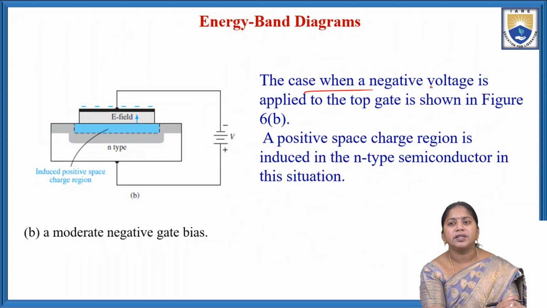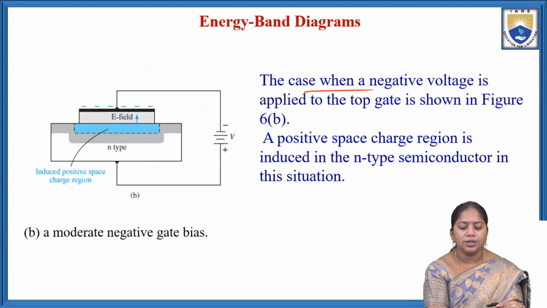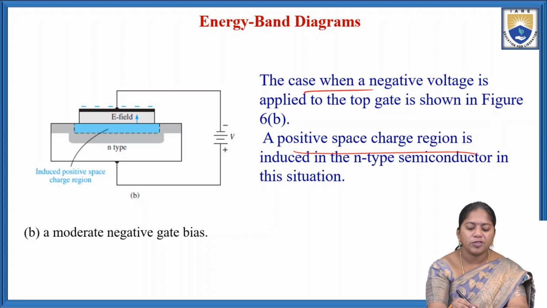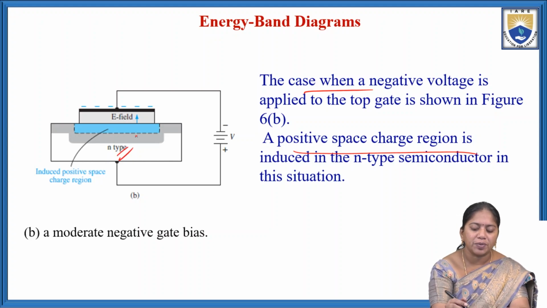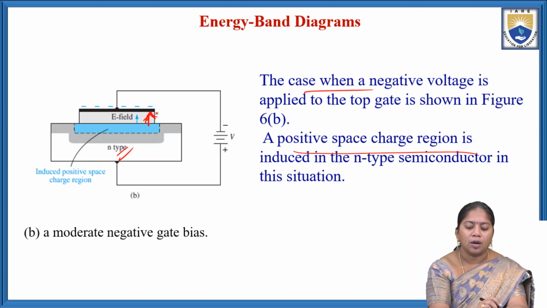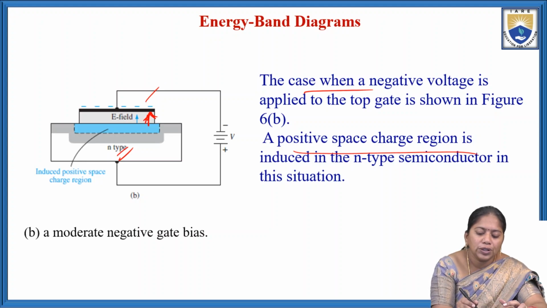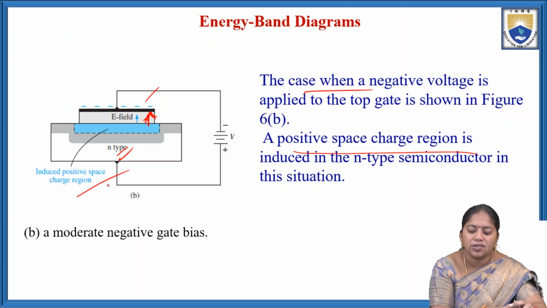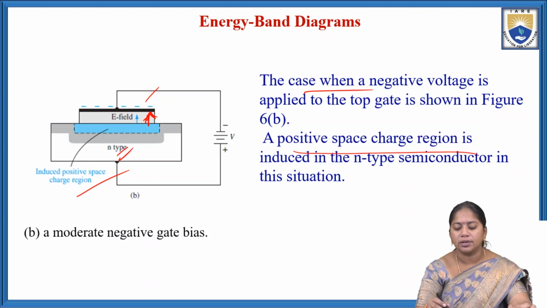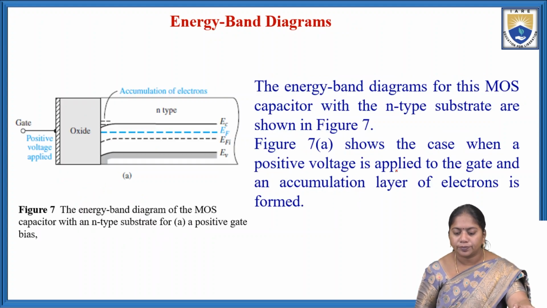Now the case when a negative voltage is applied to the top gate, as shown in the figure. Here we are applying the negative voltage, and a positive space charge region is induced in the n-type semiconductor. Now the electric field is induced in the upward direction, and the negative charge will be deposited on the top metal. The induced positive space charge region will be developed in this n-type semiconductor.